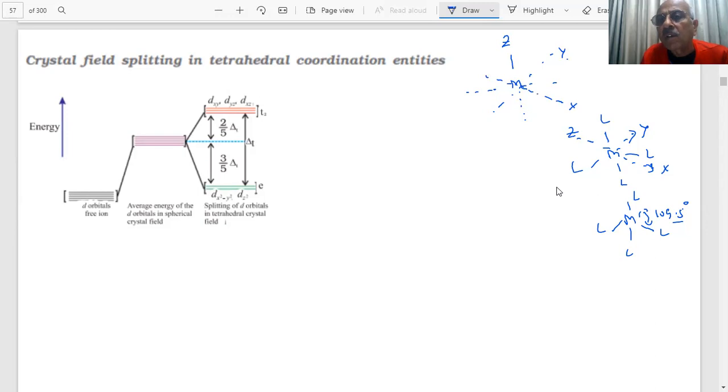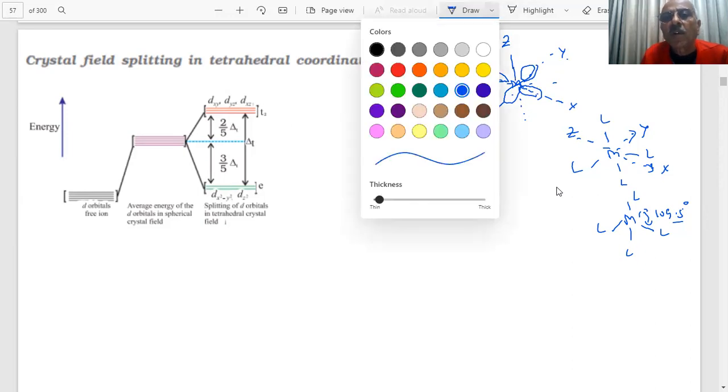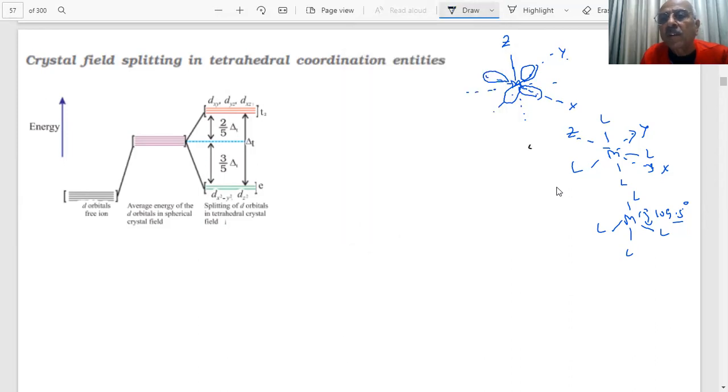This is my dx square minus y square. Their electron densities are oriented towards x and y, and dz square also. The dz square electron density, we have shown it like this, by a donut. So you have two different orbitals here, dz square and dx square minus y square.